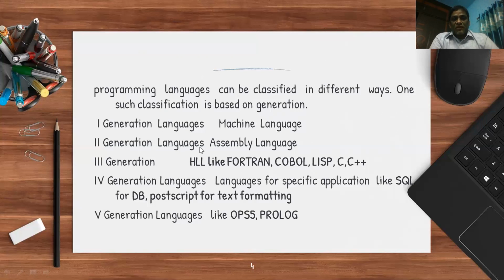Coming to second generation languages, programmers used them to write programs with the help of a set of mnemonics. Mnemonics are nothing but some commands which are written in general language that is used by humans. For example, to add any two numbers, the programmer may write add a comma b, saying that the numbers stored in a and b will be added together. So in second generation languages, programmers felt it was a little bit easier compared to machine language as they replaced the zeros and ones with a set of mnemonics.